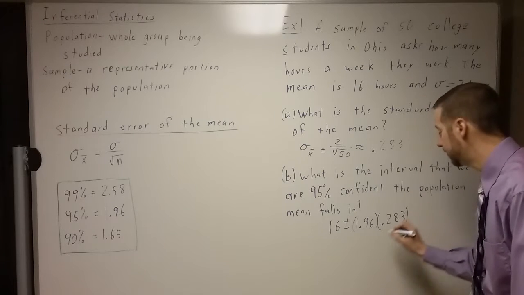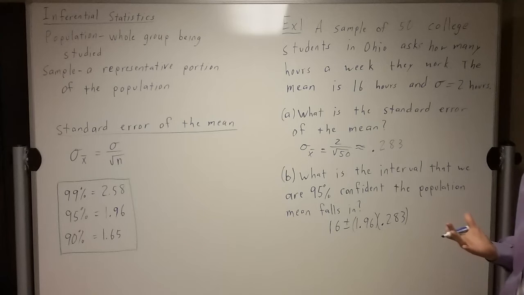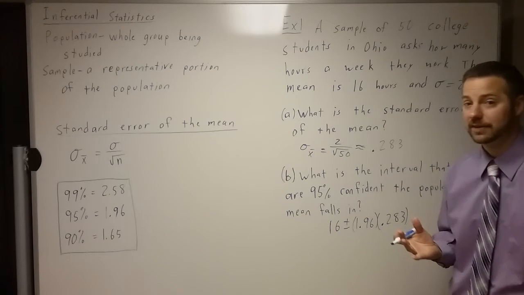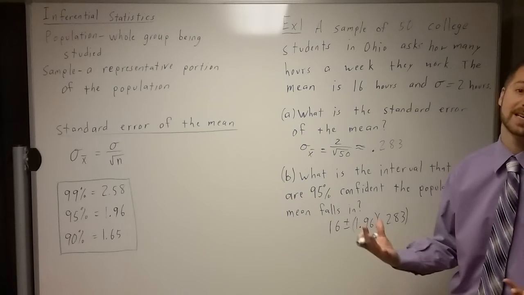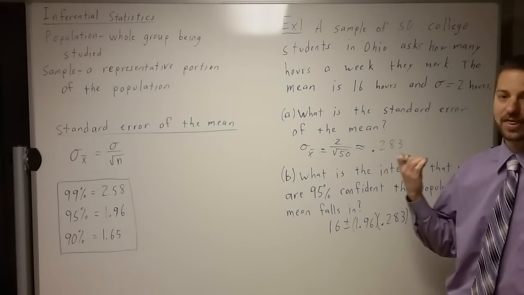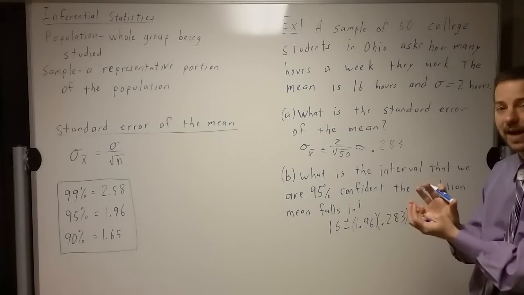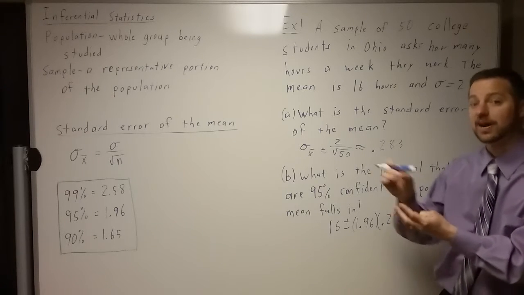The most common mistake on these problems is using the standard deviation here instead of the standard error of the mean. If you use the standard deviation, you're going to get a huge interval. What you're getting basically is the interval that contains 95% of the data. That's not what we want. We want a smaller interval around our sample mean that we're 95% sure that the mean for the entire population, for everyone, falls in.